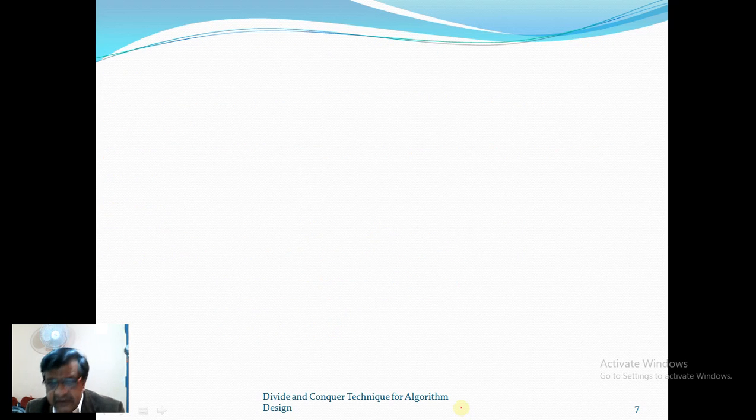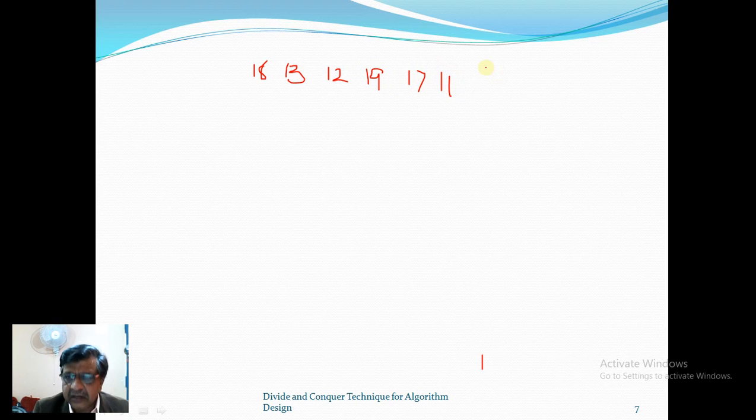We will take a merge sort example, and first of all I will explain how exactly this merge sort works, and then we will try to write the algorithm. So let us consider the elements to be 18, 13, 12, 19, 17, 11, 15 and 14. This is divided exactly at the center.